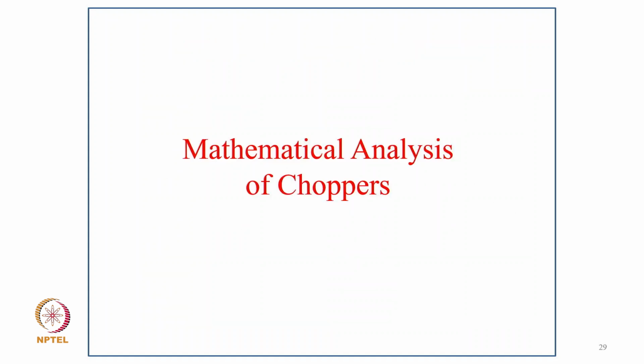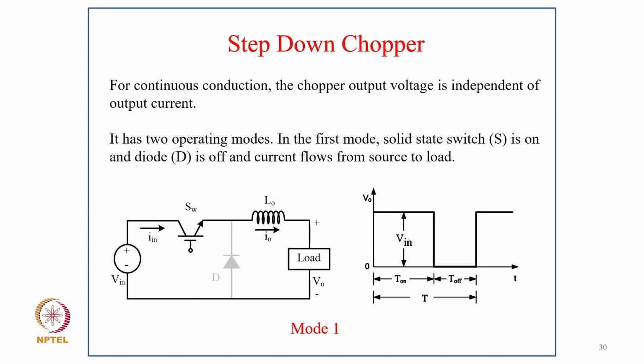So coming to mathematical analysis of the chopper circuits. First taking an example of a step down chopper. For continuous conduction, the chopper output voltage is independent of the output current, and it has 2 operating modes. In the first mode, the solid state switch is on and the diode is off, and the current flows from source to load, as you can see during the on period. During the off period the diode conducts. So this is mode 1, when the switch is on and power flows through the switch to the load.